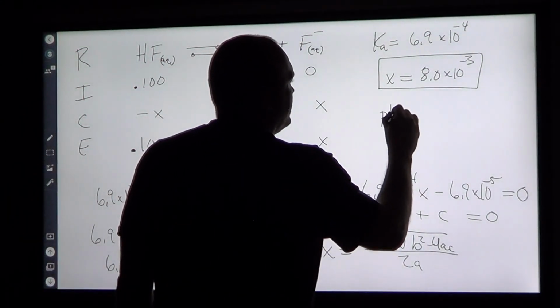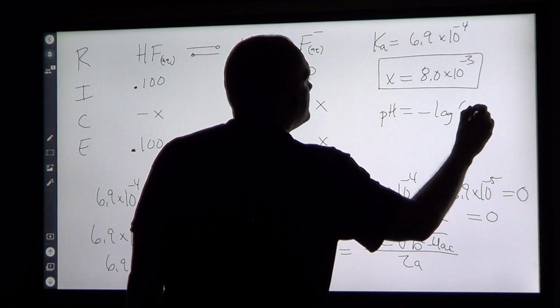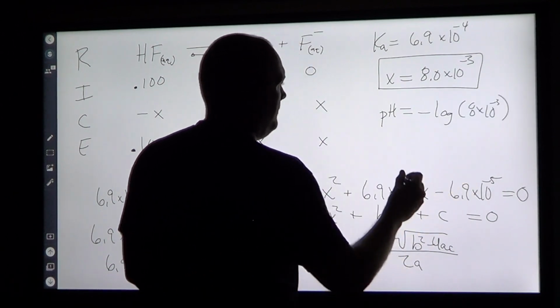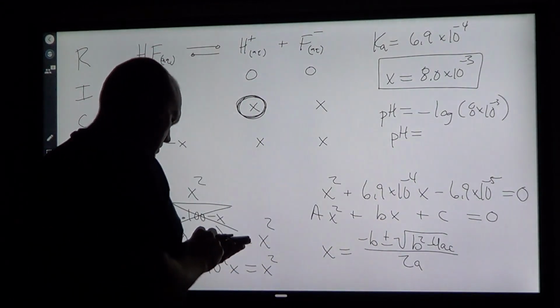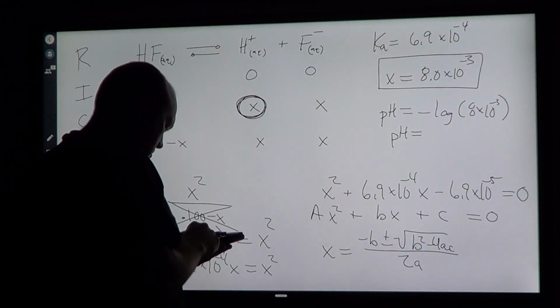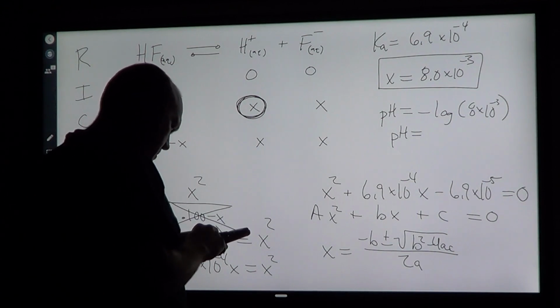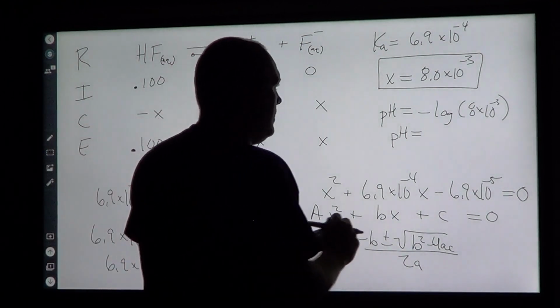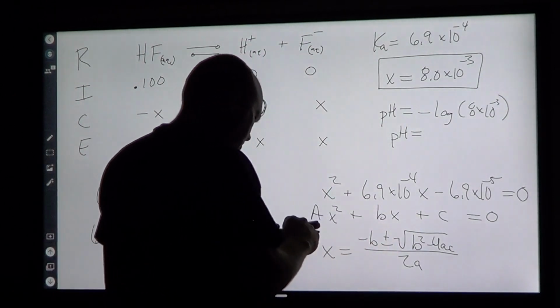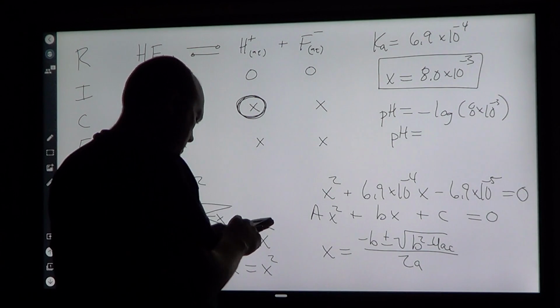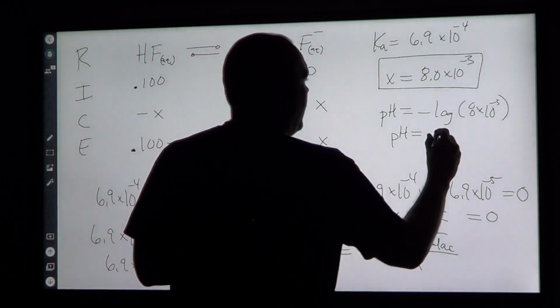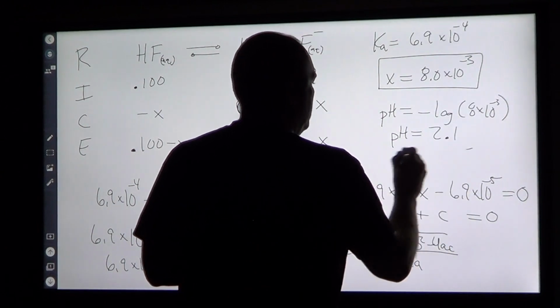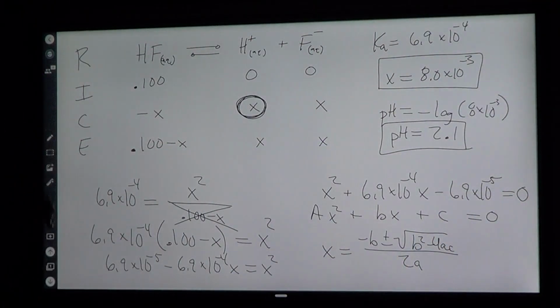So if we know that the pH is the negative log of that, you do the negative log of that number. And I get 2.1, which was the number we started with before.